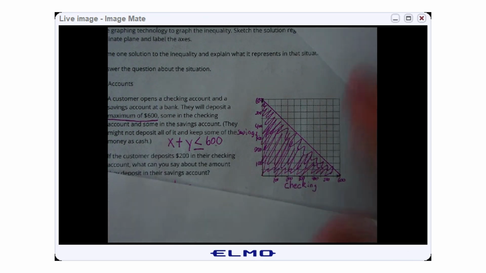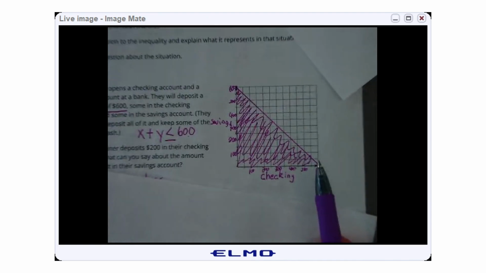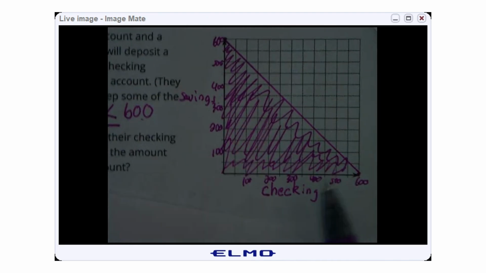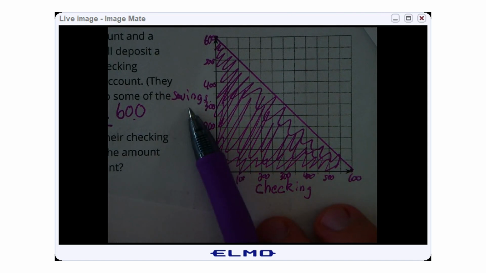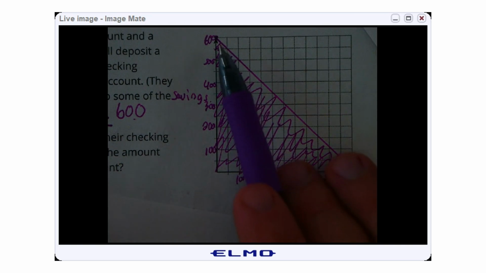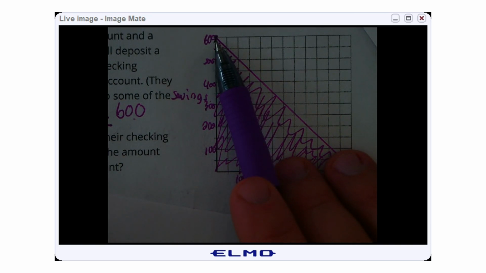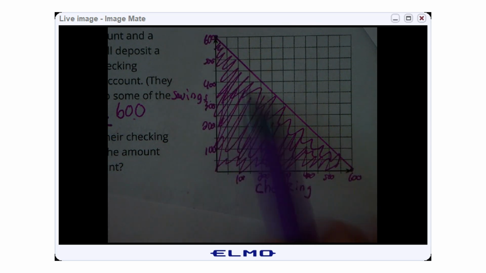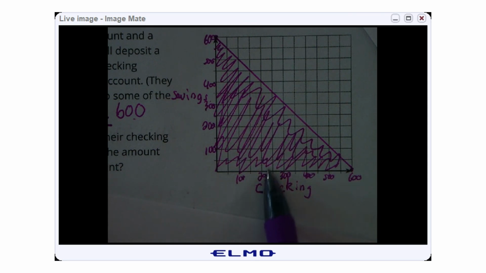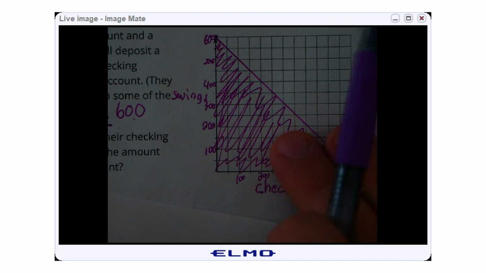So I'll zoom in here. What I did is I went by hundreds every second space. I put that the checking is the X values, the savings are the Y values. If we save $600 in savings, we save zero in checking. If we save 600 in checking, we save zero in savings. And then the solutions to this inequality would be anything down below here. You could pick any value down here to be a solution. So let's say 200, 200 is that point right there. That's a solution to my inequality.